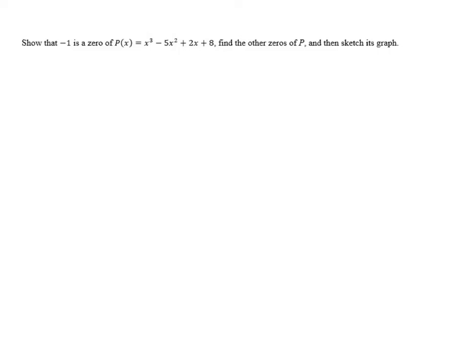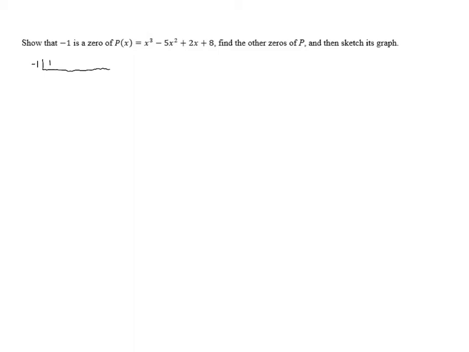Show that negative 1 is a 0 of p of x equals x cubed minus 5x squared plus 2x plus 8. Find the other zeros of p and then sketch its graph. So to show that negative 1 is a 0, we need to show that x plus 1 is a factor. And to do that, we need to use synthetic division to show that when we divide by x plus 1, that gives us no remainder.